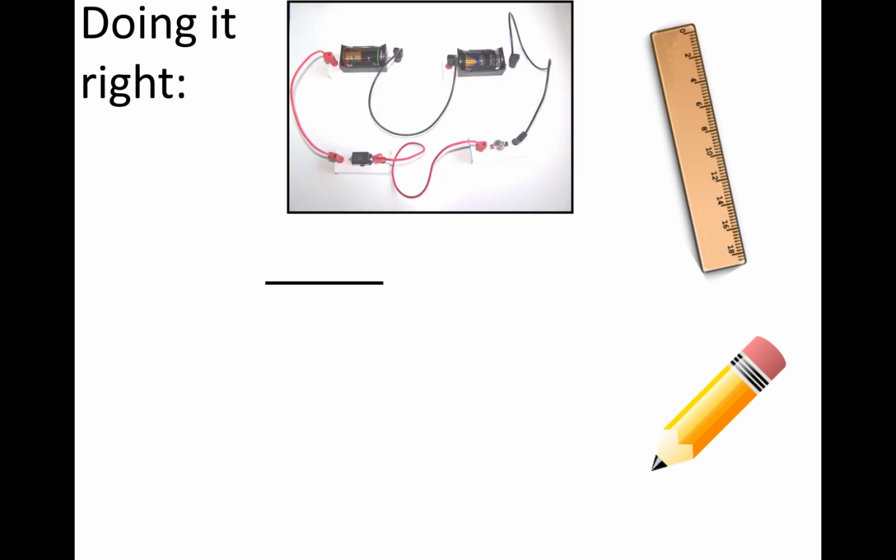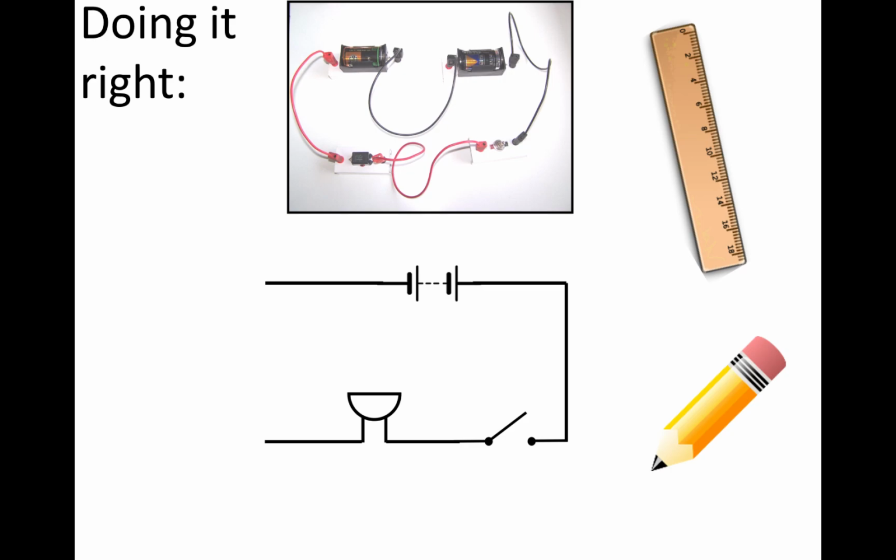So let's try a different one. You can pause the video if you like and try to do this before I do it. So we put our cell in. In this case, there are two cells together, and so it makes a battery. We add our wires, connected to a switch, another wire, a buzzer, and the wire connected back to the battery.